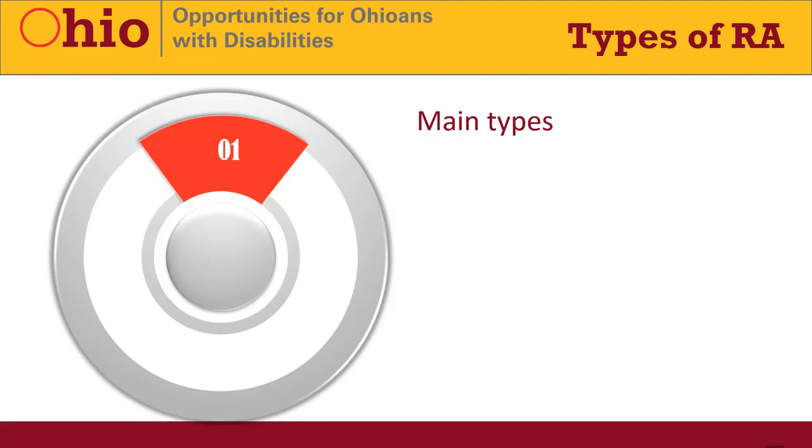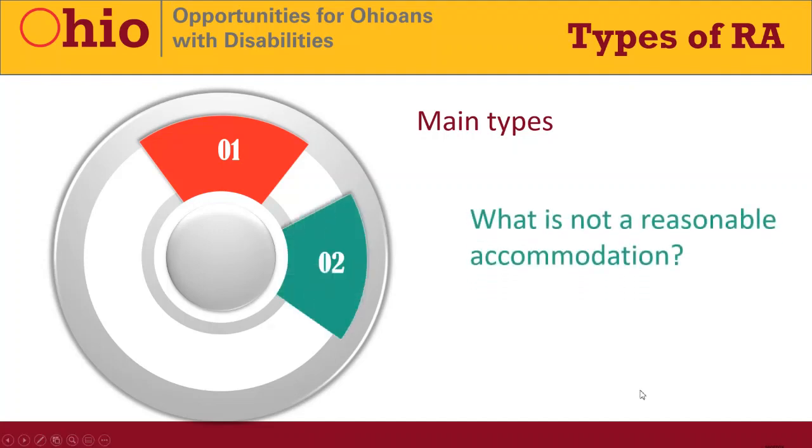Could you also tell us what changes are not considered reasonable accommodations? Sure, Dennis. Not all modifications and items are considered a form of reasonable accommodation and therefore are not required to be provided. For example, employers are not required to eliminate the essential functions of a job as a form of reasonable accommodation. And just as a reminder, essential functions are those fundamental and critical tasks of the job.